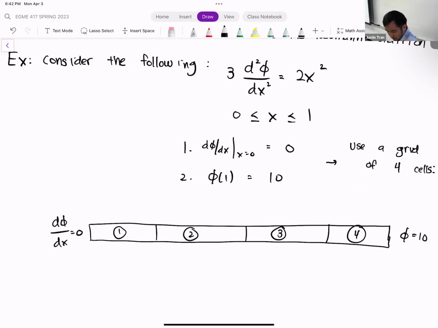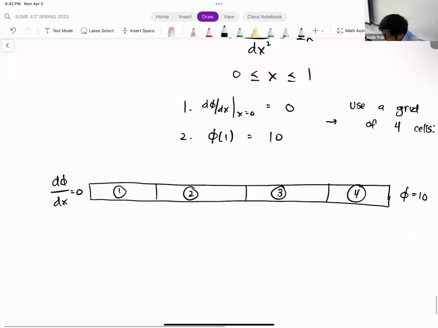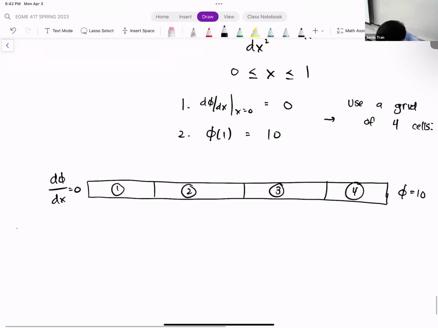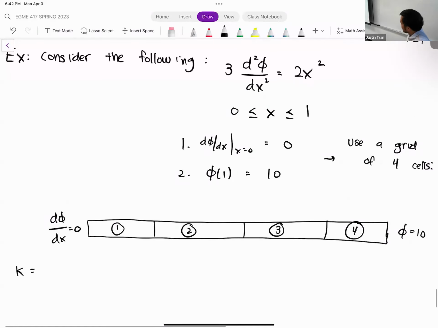All right. So first thing I want to do here is write down all of our important variables and what their values are. First, let's specify the value of k. If we look back at our equation, we have 3 d squared phi dx squared equal to 2x squared. Because normally we have a minus out in front, our k is equal to -3.